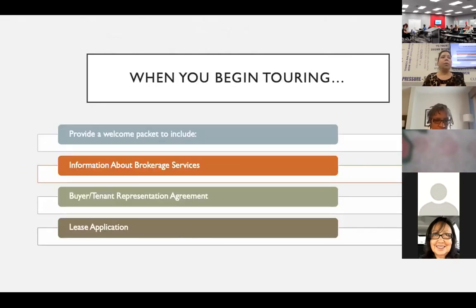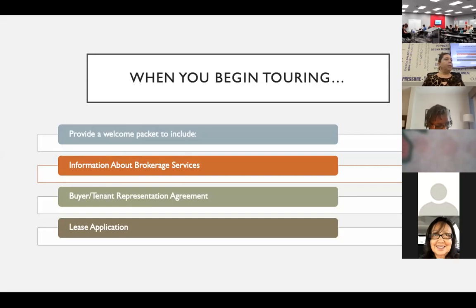So when you begin working with a tenant, it's really helpful if you put a package together and have everything ready for them. In your welcome package should be your IABS, your buyer tenant rep agreement, and the lease application. The IABS and buyer tenant rep agreement is something that you'll need to upload into your Command once you get your lease done with them. It also helps them understand representation. And then of course, the lease application.